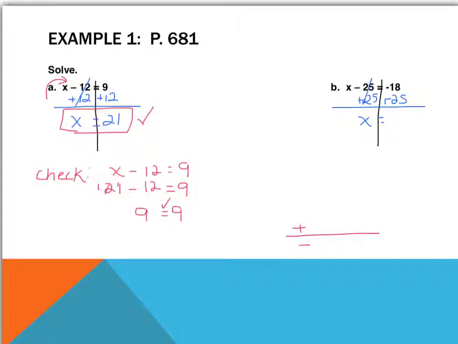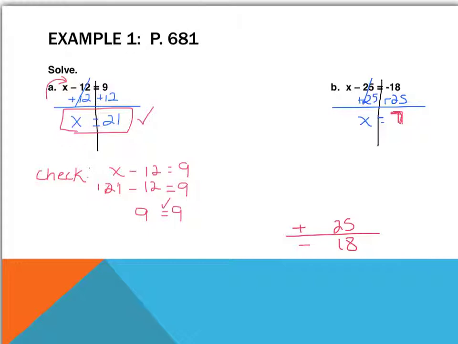Let's look at our integer rules again. Negative 18 plus 25 means that if I have $25, I spend 18. So I'm going to look at all my pairs that I can cancel, and I can cancel 18 pairs, and I will have 7 left over on the positive side. So I have x is equal to 7.